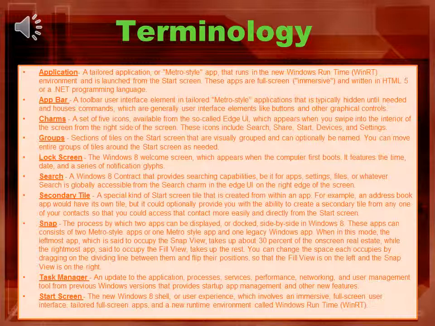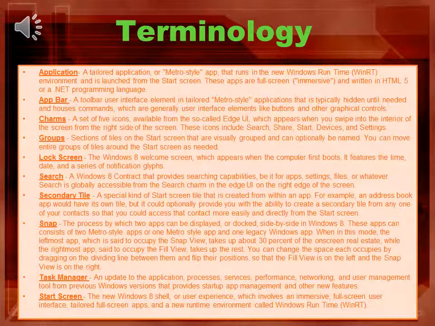And then you've got your charms, which is a set of 5 icons available that comes up on the side, which is part of your corners, which appears when you swipe into the interior of the screen from the right side of the screen. And they also include your search, your share, your start, your devices, and your settings.